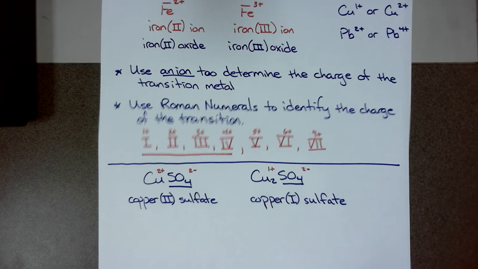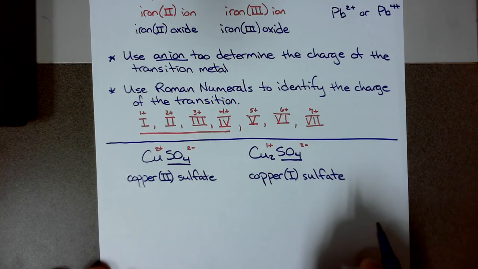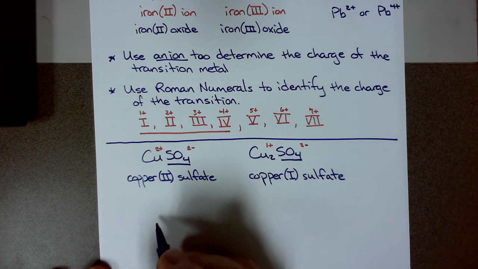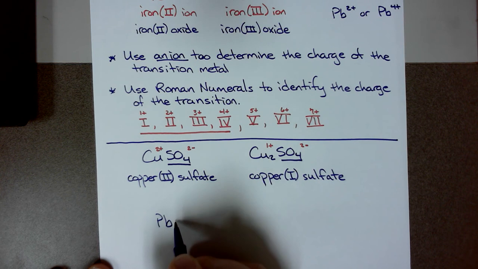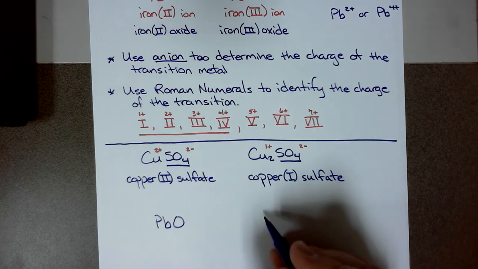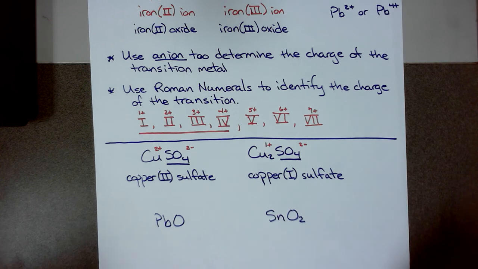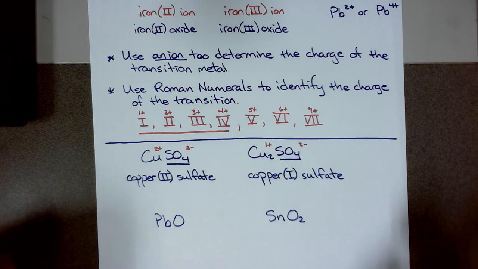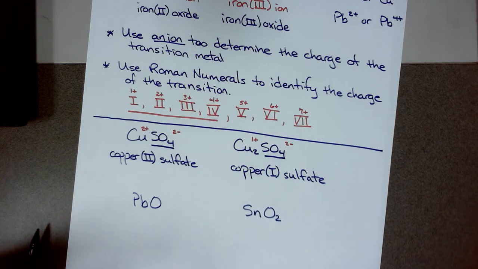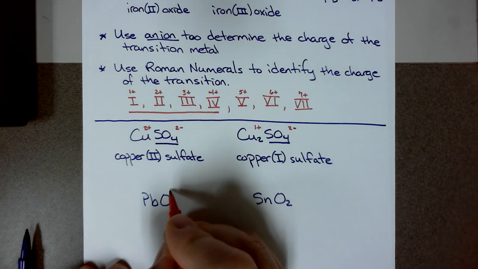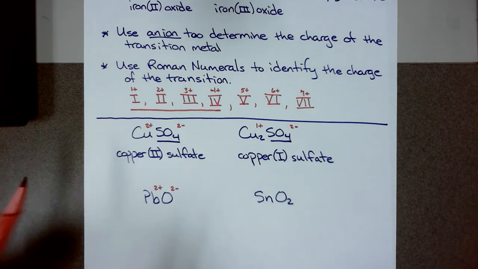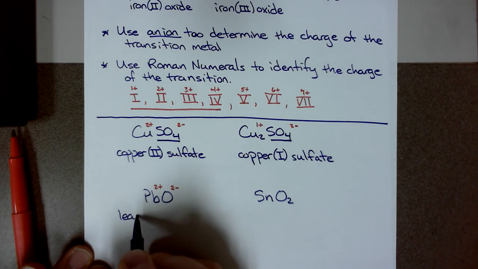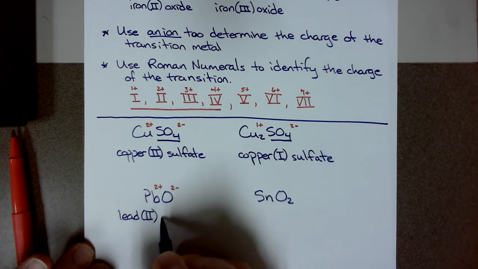Let's take a look at a couple more maybe. Let's say I have PbO and let's do SnO2. We have to be careful here, okay? Now, oxygen is a 2 minus, so the lead has to be a 2 plus. So the way we would name this would be lead 2 oxide.